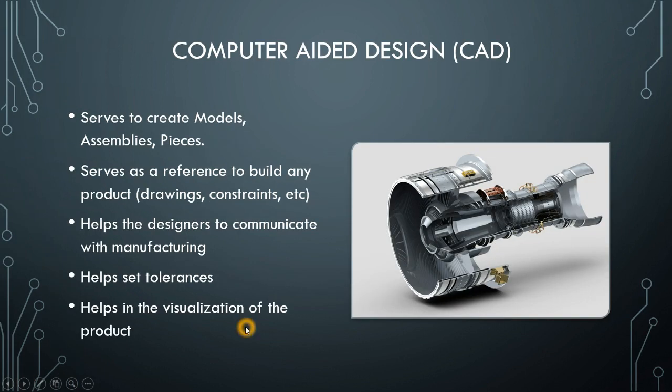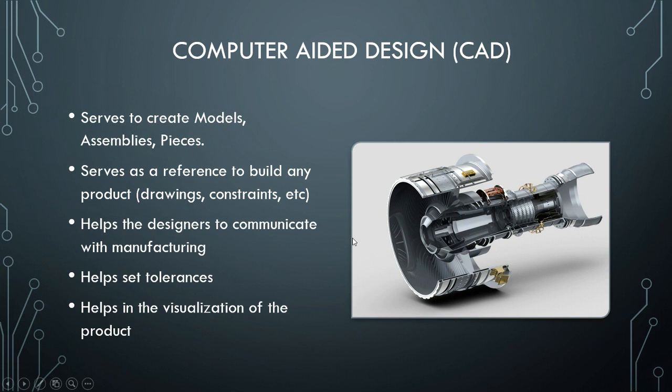So what is CAD? CAD is basically known as computer aided design. It serves different purposes, even in the industry. It's usually made to create models, assemblies, and pieces all together. It serves as well as a reference to build any product, so you can do either drawings, do constraints, or even set up tolerances. It really helps the communication between the designers and manufacturing parameters.